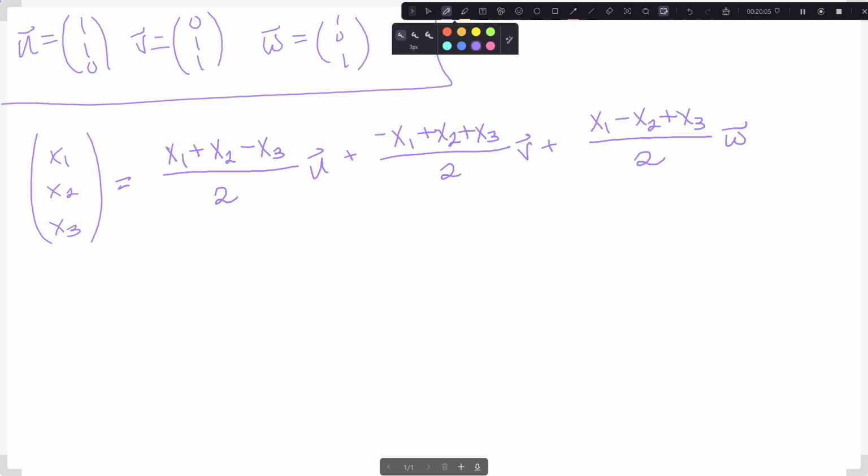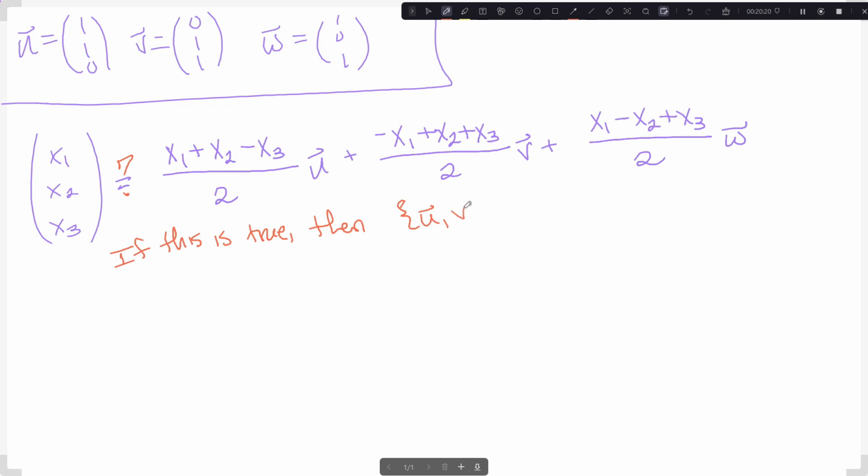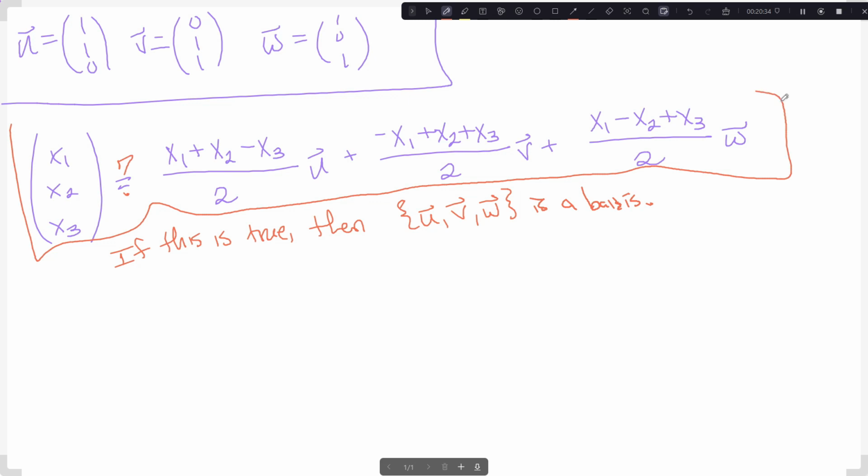If this is true, right? We don't know this is true yet, but I'm making the claim this is true. And if this is true, then that's what it would mean for u, v, and w to be a basis, because it says that I can represent every vector in my space as a linear combination of u, v, and w. And so let's just verify that that's true really quick.